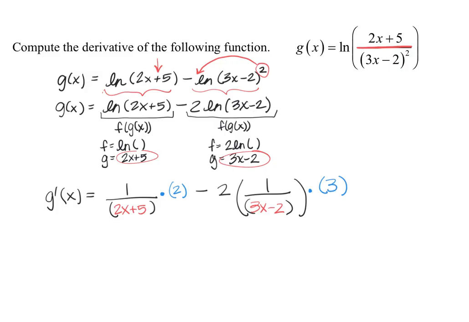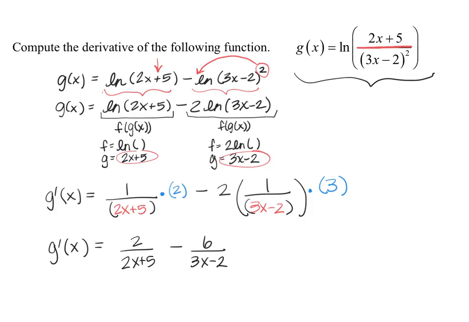So by using those properties of logarithms, we basically avoided doing a really nasty chain rule that would have required the quotient rule. So we'll end up with 2 divided by 2x plus 5 minus 6 divided by 3x minus 2. And we're done. So again, be on the lookout for functions like this that involve logarithms. And if you can take the logarithm and first apply the properties of logarithms, that will help make the calculus steps much easier when it comes time to compute your derivative.